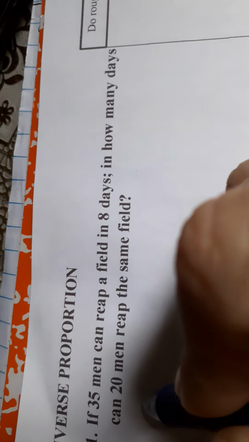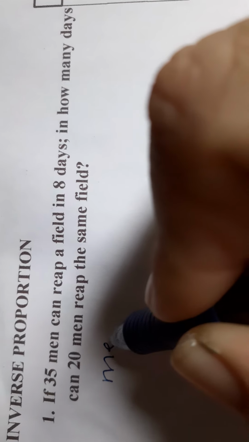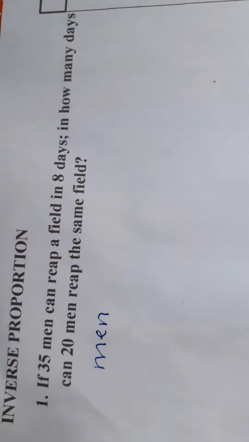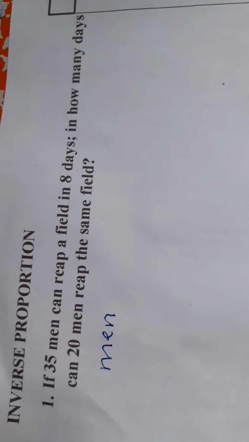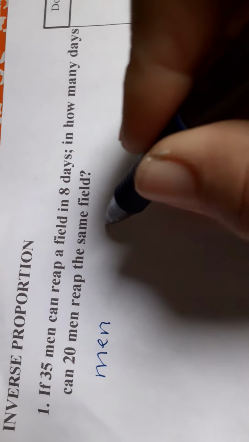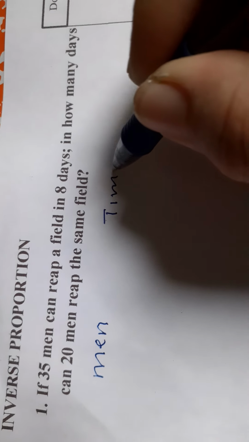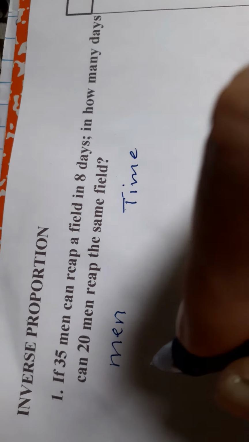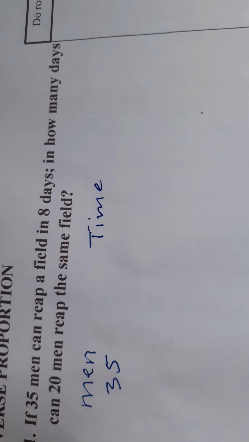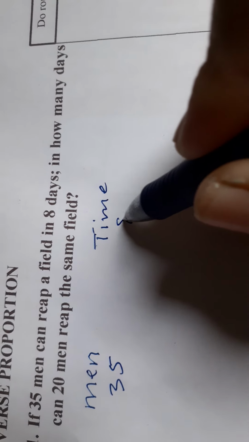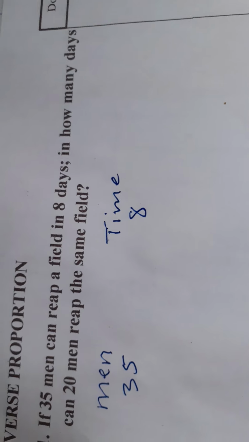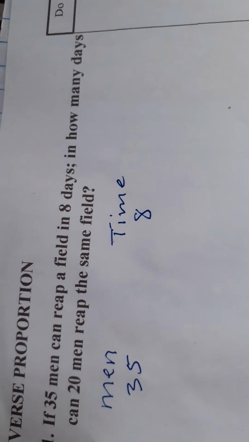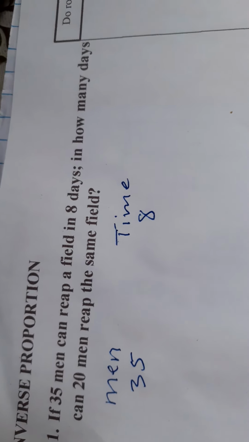Right, so you see that? The subject here is men, so we write men. Okay, what are they doing? They're reaping a field. What's the time? 8 days. All right, so we have men and time. How many men? 35 men, okay, can reap a field in 8 days. All right, then the question, in how many days can 20 men reap the same field?